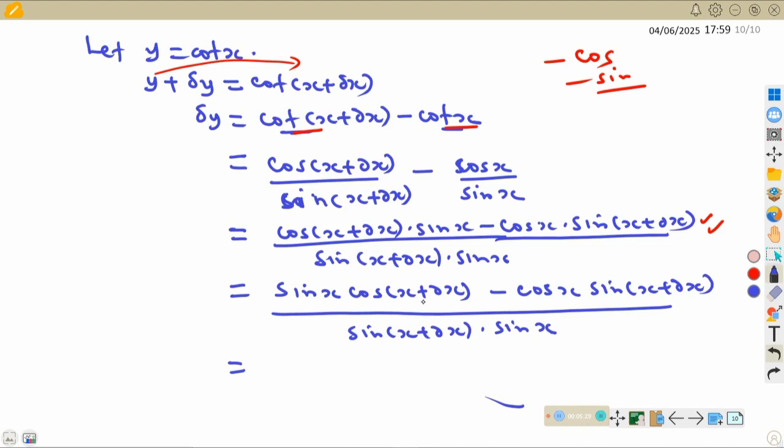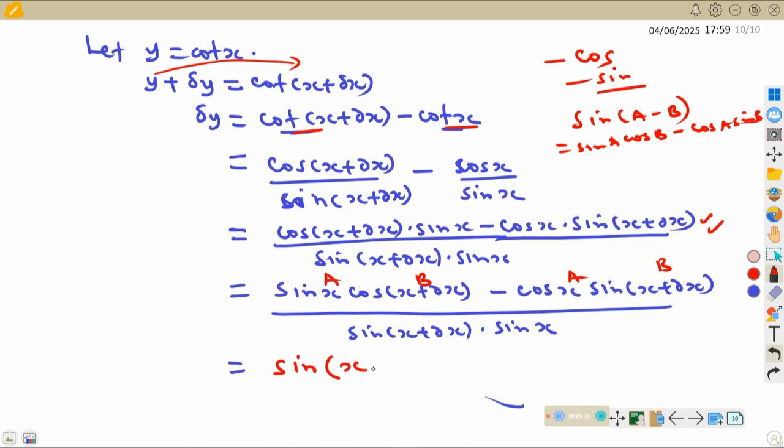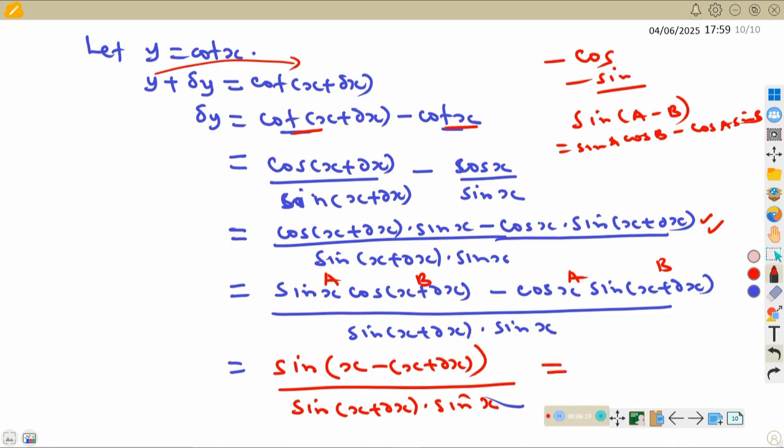So this will be the same as, when you look at this expansion here, if this is A, this is B. So looking at this, this is an expansion of sine of A minus B. Sine of A minus B is sine A cos B minus cos A sine B. So that is what exactly we have here. So this can be expressed as sine of x, A is x, B is x plus delta x. But we are dividing this by sine of x plus delta x times sine of x. So looking at this, it will simply be sine of x minus x, which will give negative delta x upon sine of x plus delta x, then times sine of x.